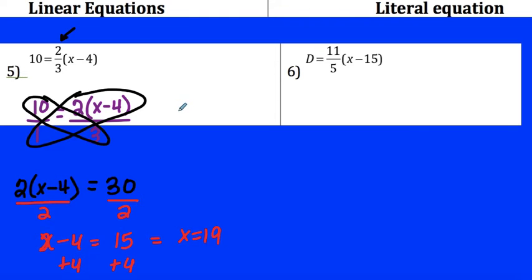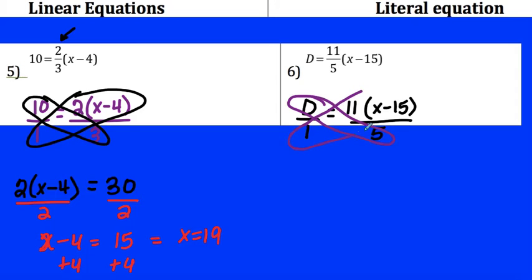Okay, but a literal equation is a little bit harder because I've got two variables. It's the same process. First, we're going to write it in proportion structure. So I'm going to put d over 1 equals 11 times (x minus 15) all over 5. All right, then I'm going to cross multiply. So we get 5d equals 11 times (x minus 15).